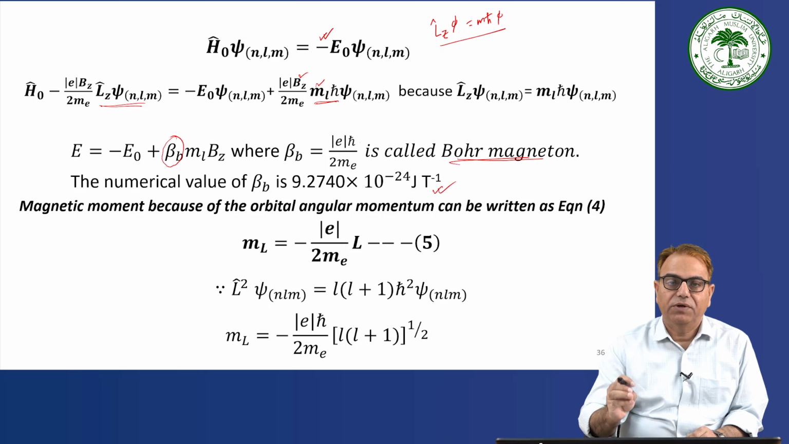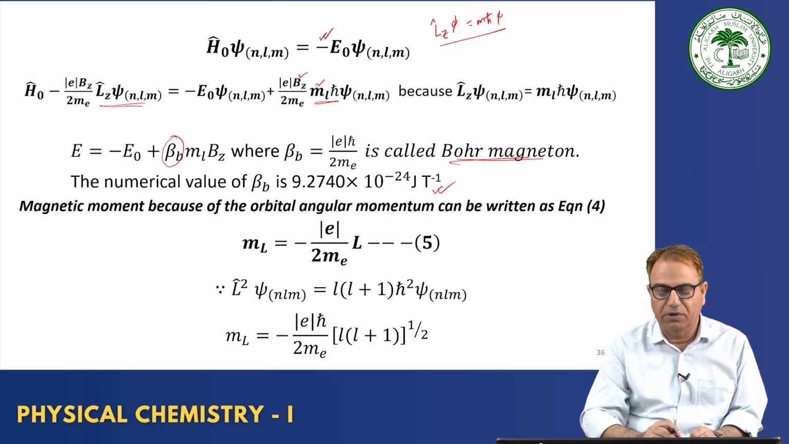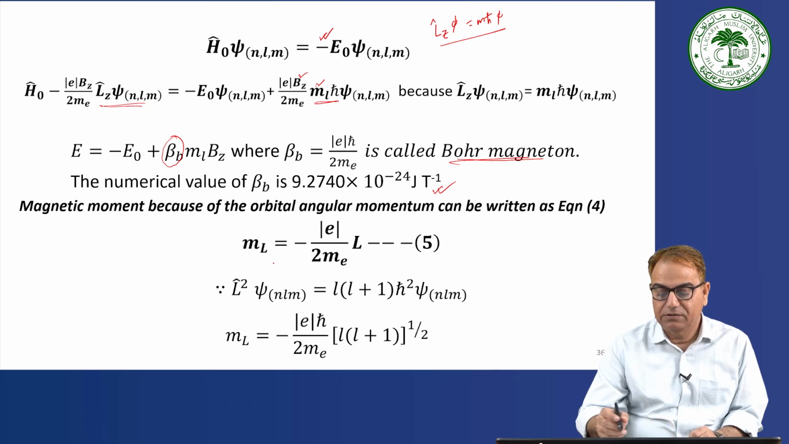Simply, what we are doing is treating a hydrogen atom placed in a magnetic field. I told you that because of the orbital motion, there will be a magnetic dipole, and that dipole will interact with the external field. This interaction will change the potential energy, and if it changes the potential energy, it will change the Hamiltonian also. So that is the Hamiltonian we are talking about. Now, from this equation, the magnetic moment because of the orbital momentum is given by equation number 4.